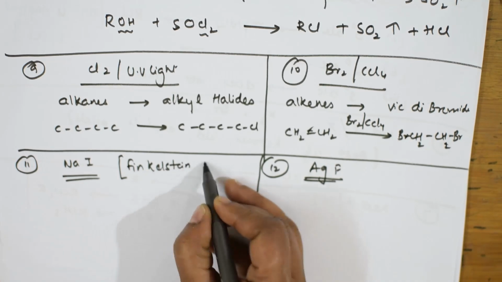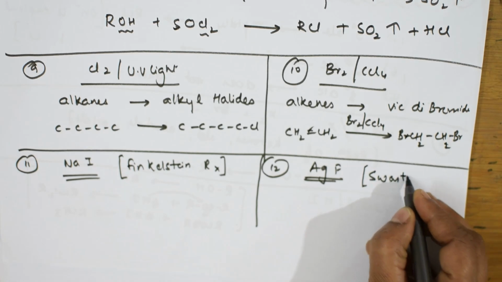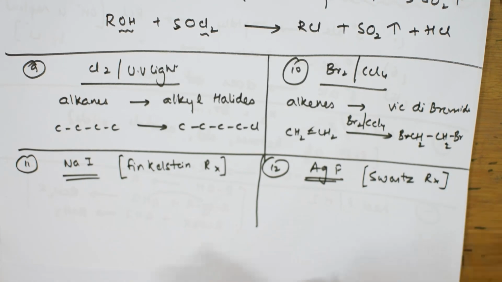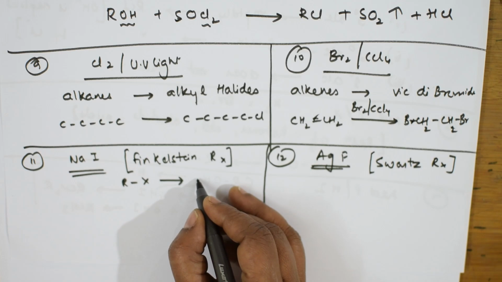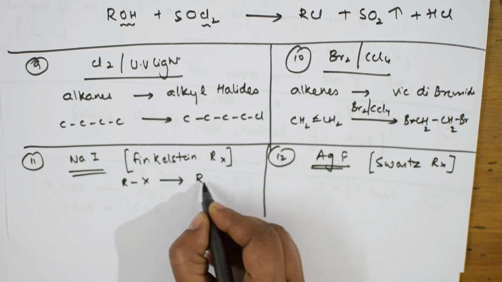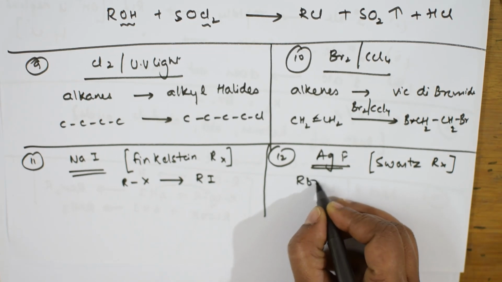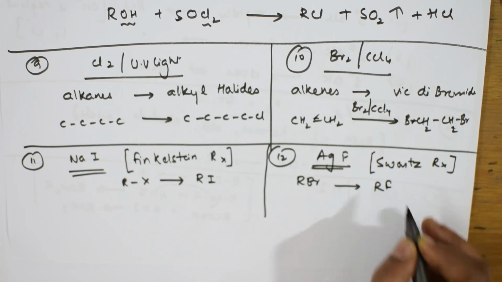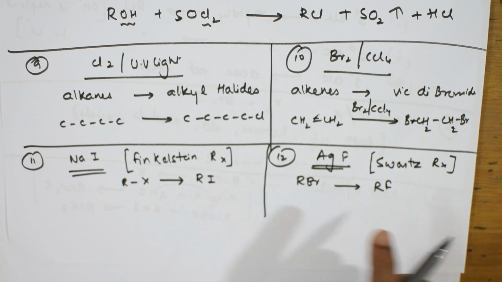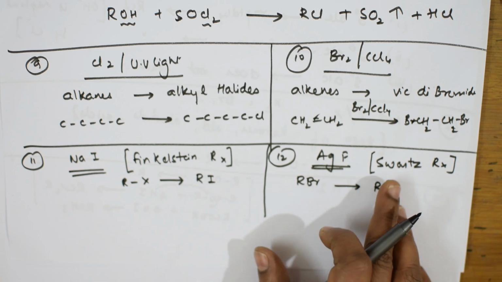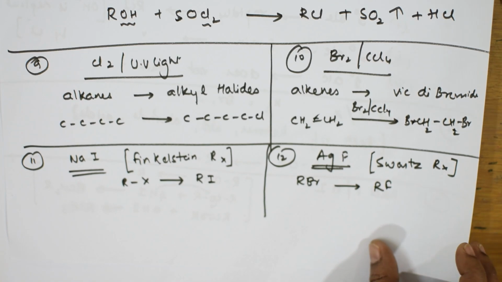Finkelstein reaction. Okay, now suppose if AgF is there, the type of reaction we call as Swarts reaction. This is Finkelstein, this is Swarts. What will happen in Finkelstein? Alkyl halides are converted into alkyl iodides. In Swarts, alkyl bromides are converted into alkyl fluorides. Remember, here this is getting converted to alkyl iodide. The last halogen in Swarts, bromide, is getting converted to the first halogen. This is Swarts reaction. This is done, students, right?